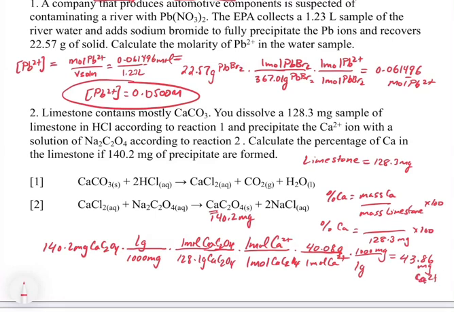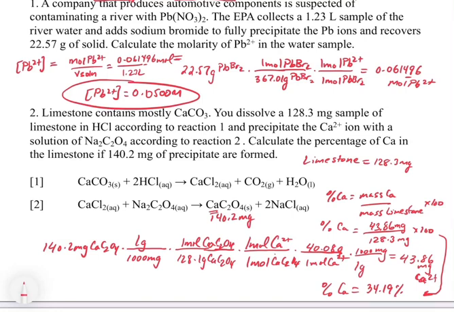So like I said, with gravimetric analysis, we do some kind of precipitation, and then we work back to figure out an ion that was originally in the solution. So we place our 43.86 milligrams over our 128.3 milligrams, and then we multiply that by 100. So our percent calcium, I'm just going to move this down here, our percent calcium is going to equal 34.19%. So these are 2 examples of gravimetric analysis problems.